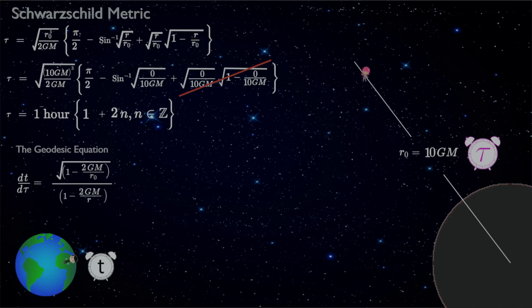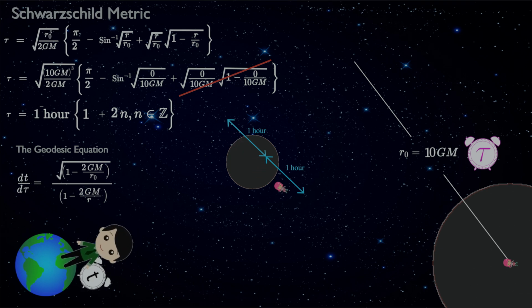Remember in our last video how Stella fell into a 20 million solar mass black hole from an initial position of R0 equals 10 GM, and we calculated that she oscillates back and forth with a period of about 2 hours according to her watch? Well, in this video, we will see what happens to Stella according to Tom, who's back on Earth.